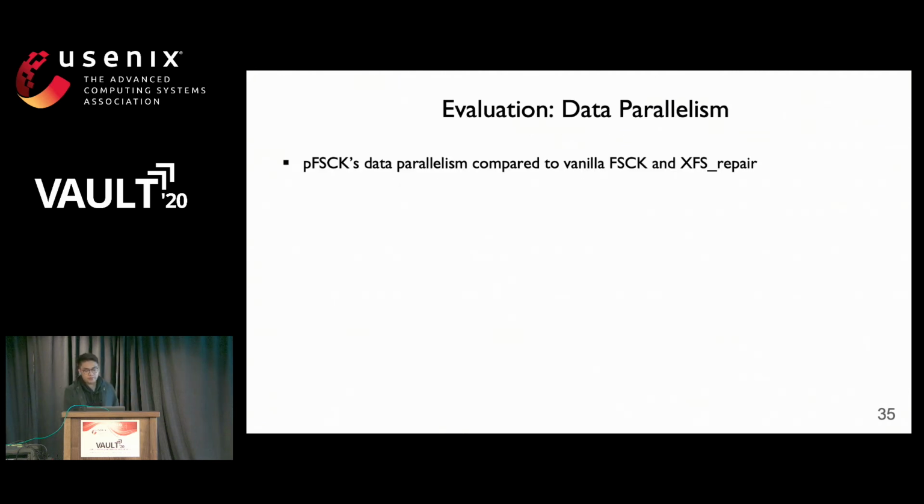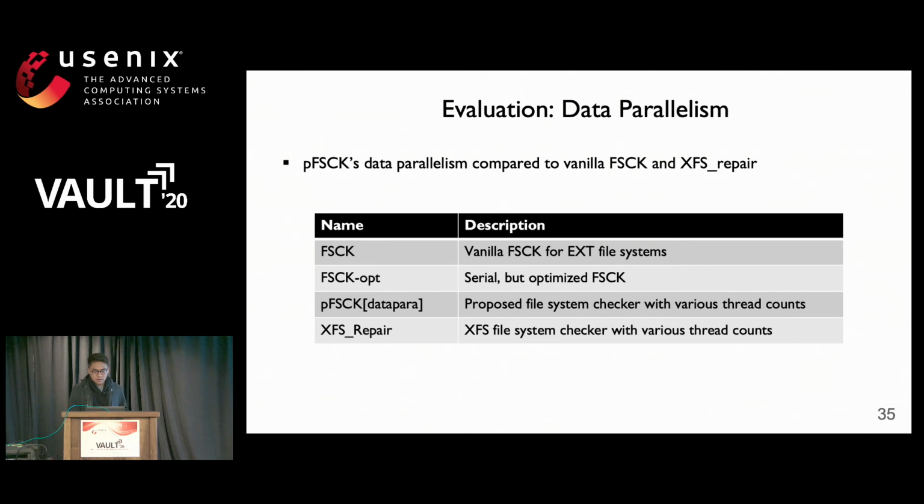First, we want to evaluate pFSCK's data parallelism compared to the vanilla FSCK and XFS Repair. In this part, we use the following configurations. Here we have FSCK, which is the vanilla FSCK for the ext file system, FSCK opt, which is FSCK but serially optimized, and then pFSCK with data parallelism with various thread counts, and XFS Repair, which is the XFS file system checker with various thread counts.